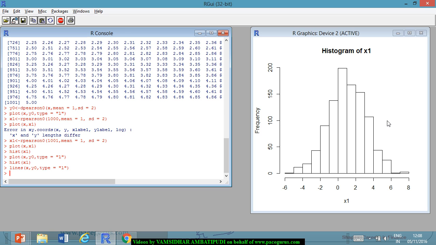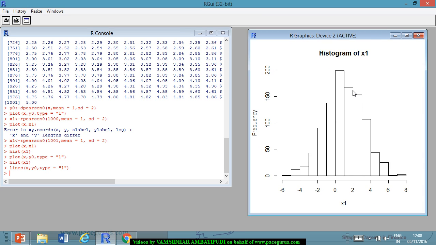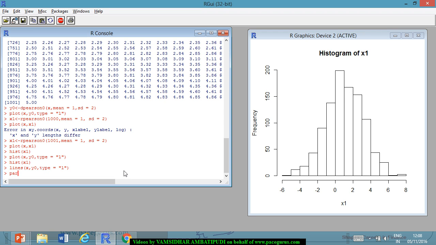Now you could see here, we are seeing that this is also a histogram. Otherwise, we'll say par mfrow will break this area so that we can understand things more easily. mfrow equal to c(2, 2).